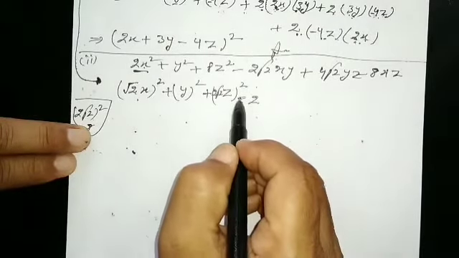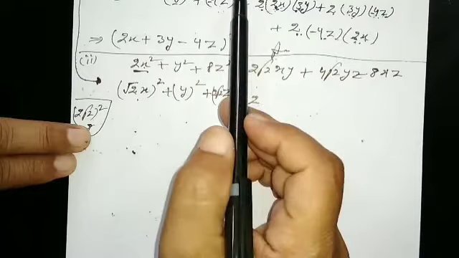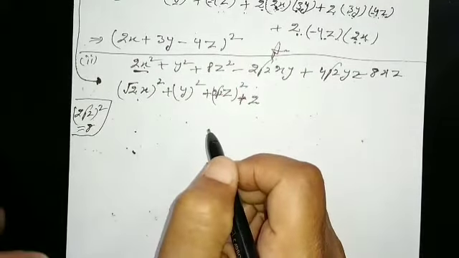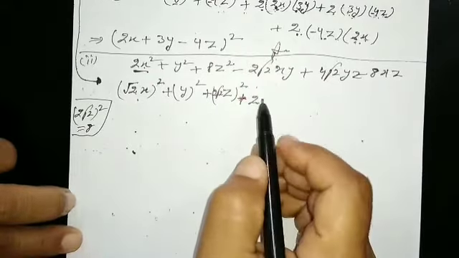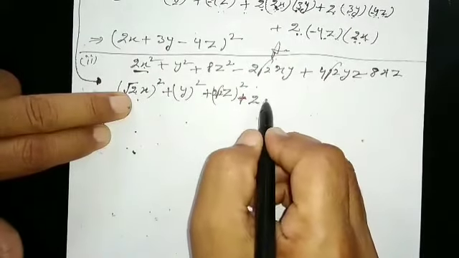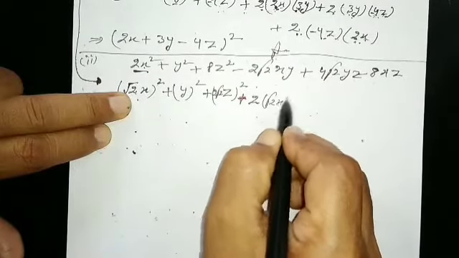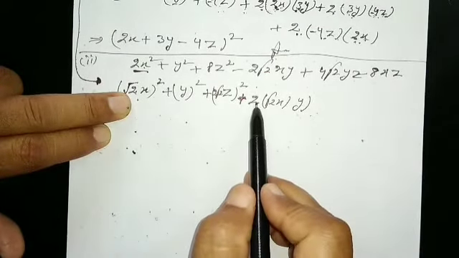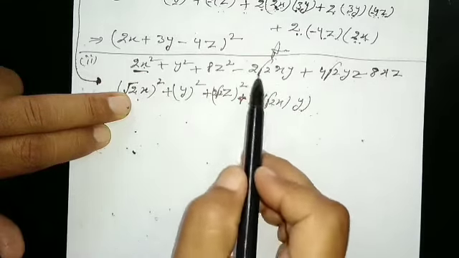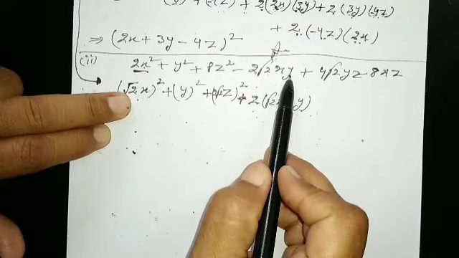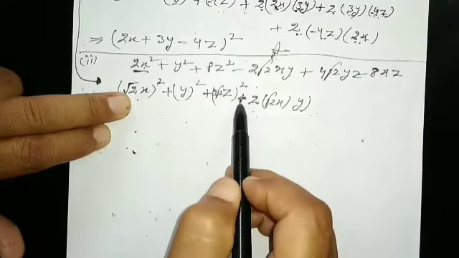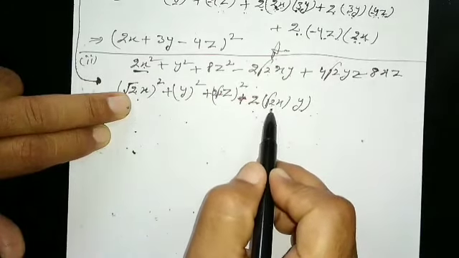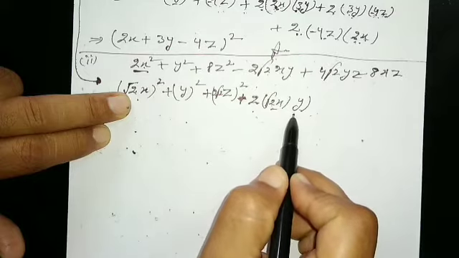Again, that is 2, right? Sorry, plus 2. First into second, first is root 2x and second is y. Now verify this. This is 2 root 2 xy. This is 2 root 2 xy. The number is verified, but here is a negative sign and here a positive one. So one of the factors is negative. Which one? We don't know yet.